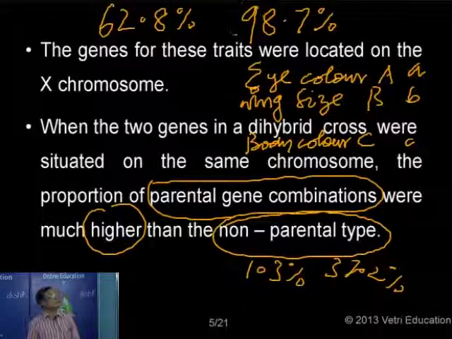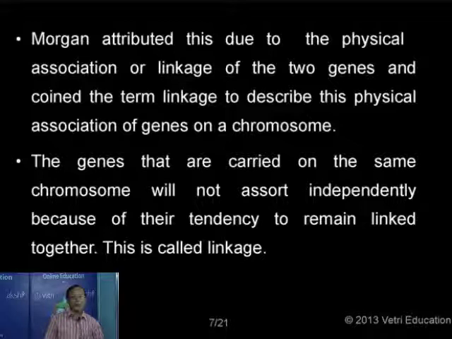Now, what is the reason for that? Why do we have more parallel combinations when compared to the non-parallel combinations? Morgan has proposed one concept to explain this. The reason why we are getting more parallel combinations than the non-parallel combinations is because of one phenomenon, namely the physical association of genes, otherwise called linkage. So this is a concept made by Morgan.